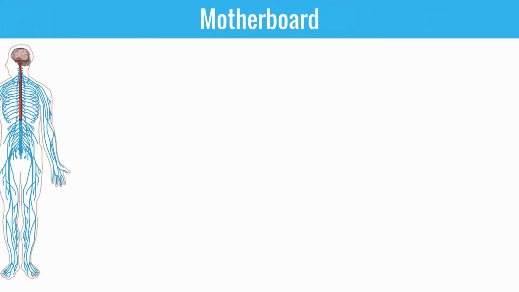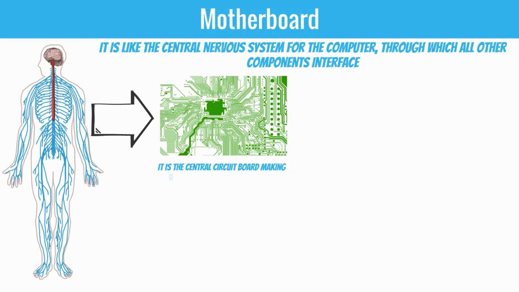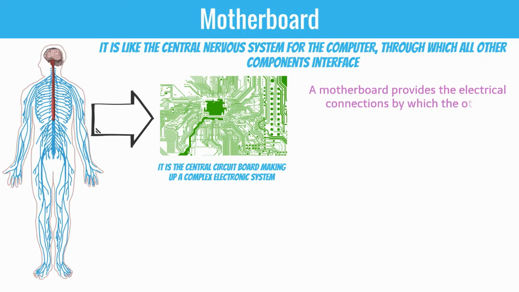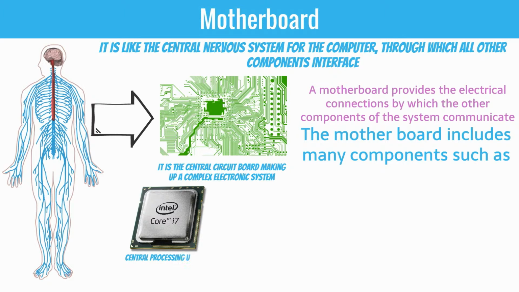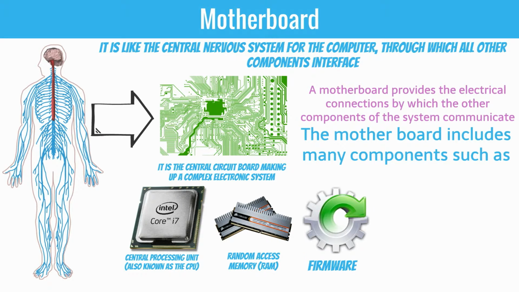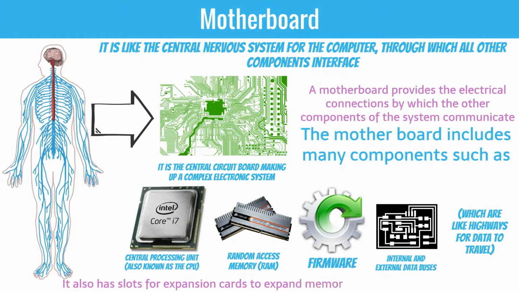Motherboard. It's like the central nervous system for the computer, through which all other components interface. It's the central circuit board making up a complex electronic system. A motherboard provides the electrical connections by which the other components of the system communicate. The motherboard includes many components, such as the central processing unit, also known as the CPU, random access memory, RAM, firmware, and internal and external data buses, which are like highways for data to travel. It also has slots for expansion cards to expand memory or processing power of the CPU.